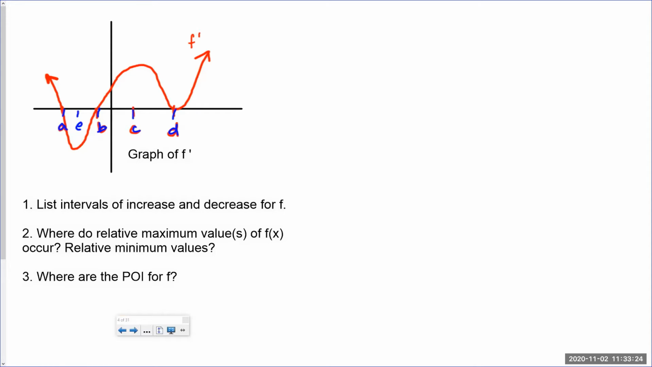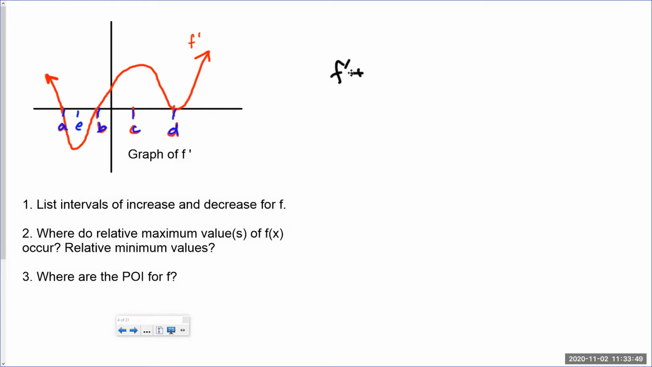What a lot of students do is they look at this picture and say, oh, F is decreasing here, F is increasing here, F is decreasing here, F is increasing here. You're right about the increasing and decreasing, but that's not where F is increasing and decreasing. That's where F prime is increasing or decreasing. Remember, F is in another room. So the only relationship you have between F and F prime is the first derivative test.